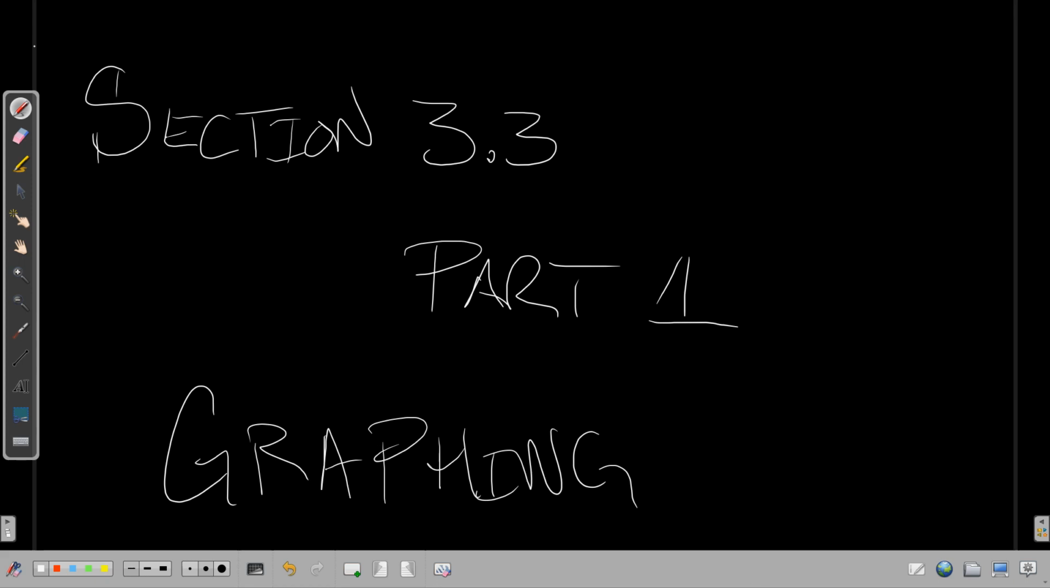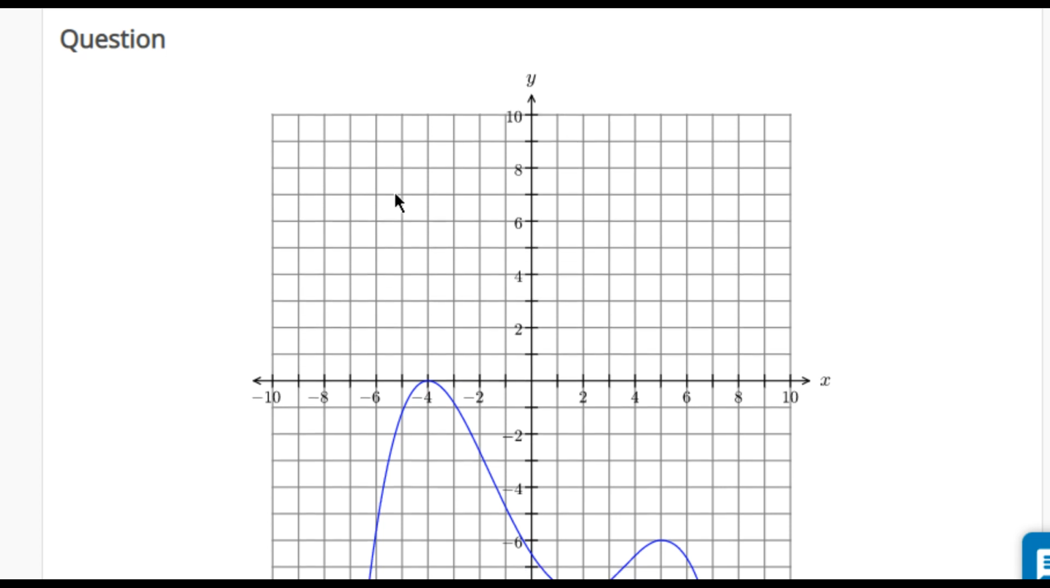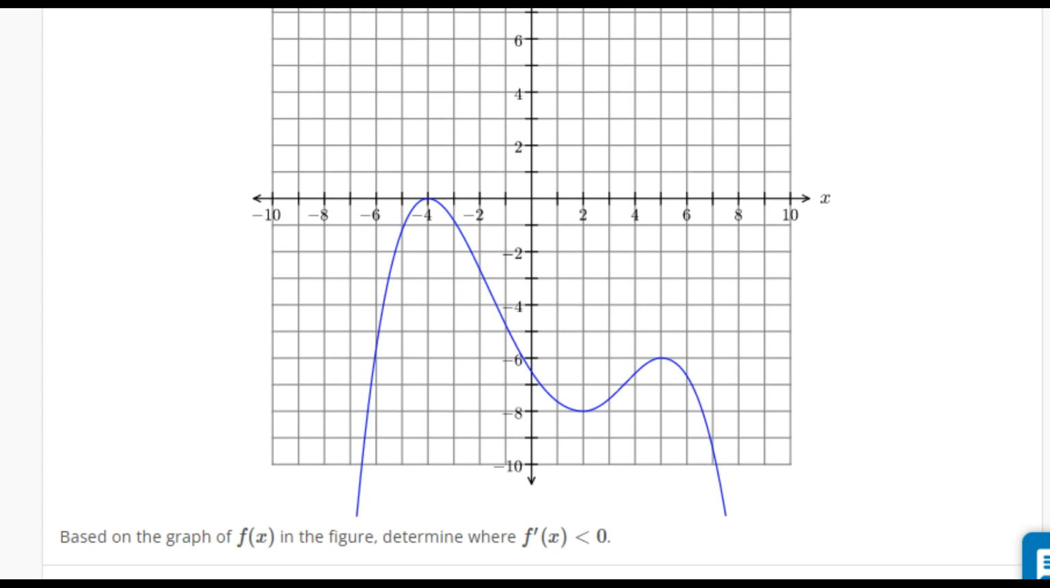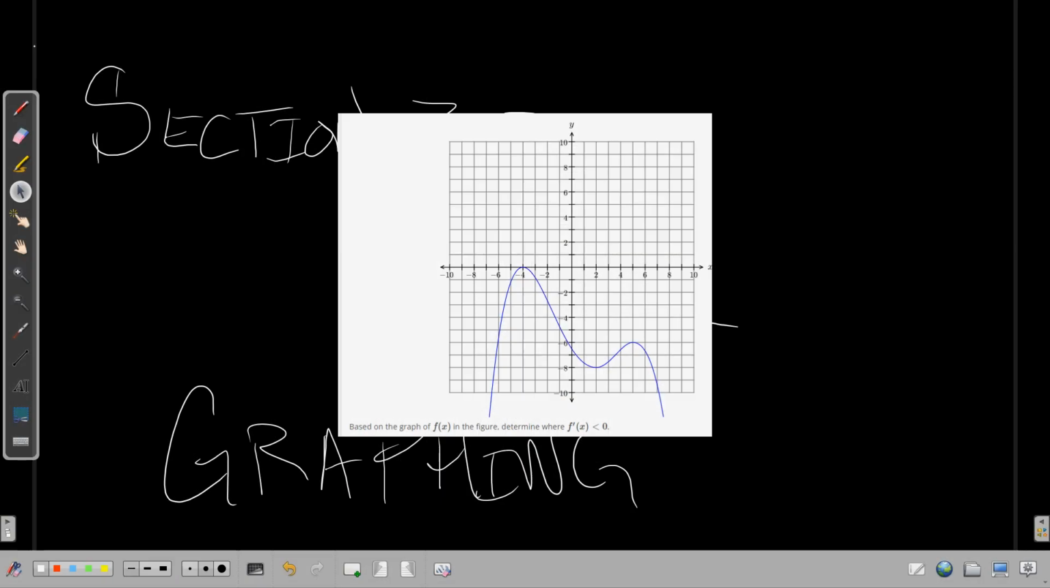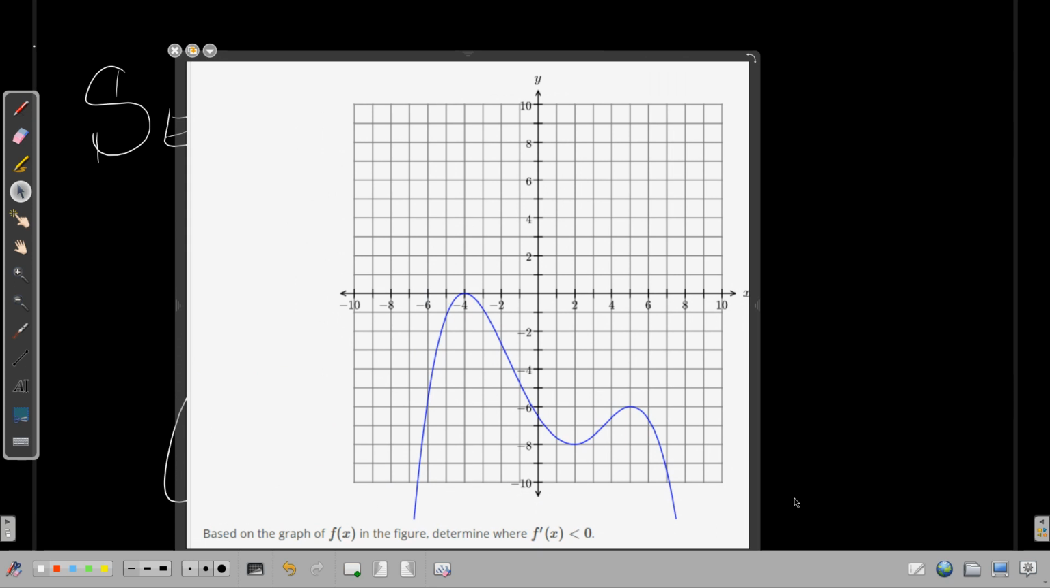Okay, let's have a look at the first question. Here it is. And they've given me a graph, and they want to know, based on the graph in the figure, determine where the derivative is less than 0. Okay, so here is that graph.